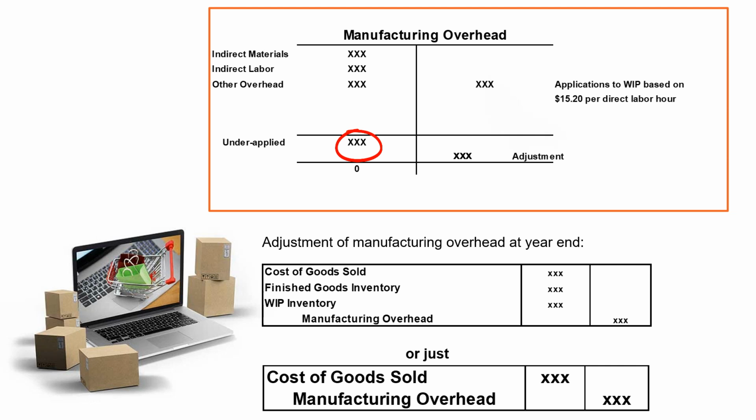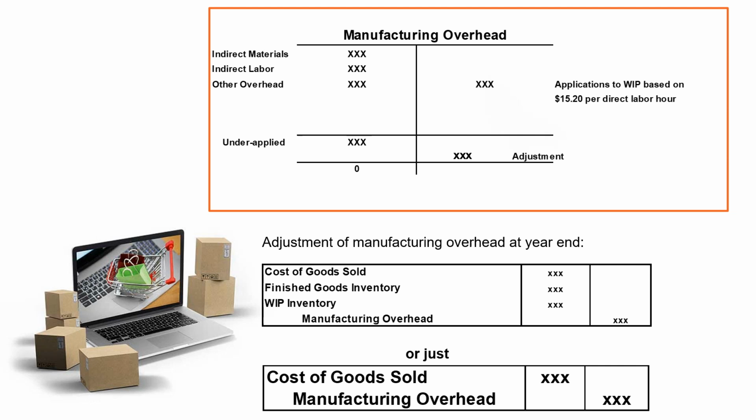If we end up with a debit balance, all that means is that we had more actual overhead costs than we actually applied to work in process. Well, we would refer to a debit balance at the end of an accounting period in manufacturing overhead as a representation of an under-application of overhead to work in process.